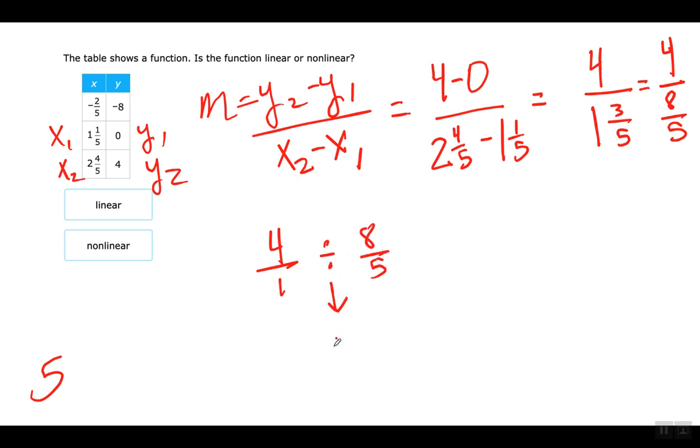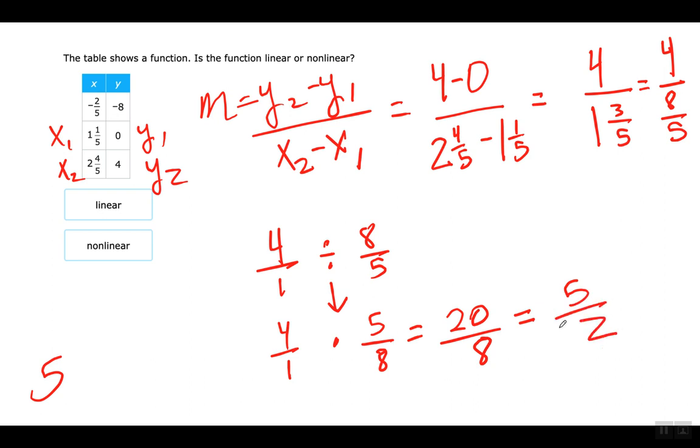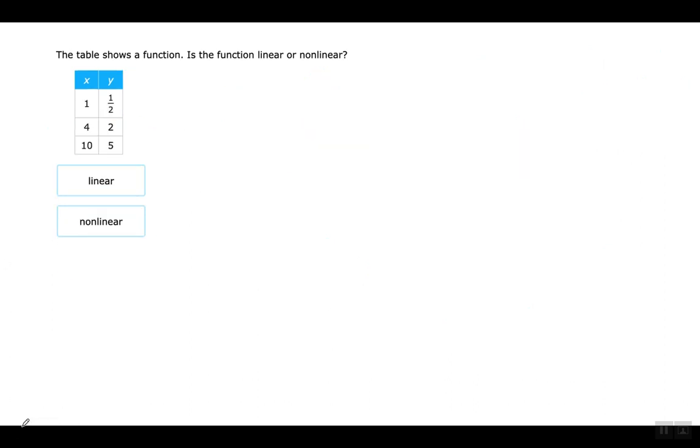Para dividir fracciones lo cambio de división a multiplicación y multiplico por el recíproco de la segunda fracción. All right, when I multiply that, I get 20 over 8. That's not going to equal 5, so I could stop. All right, 20 over 8, when I simplify by dividing the top and the bottom by 4, I'll get 5 over 2. And that does not equal 5, okay? Esto no me dio la misma respuesta, me dio 5 sobre 2. So that's nonlinear. All right, let's look at this one.